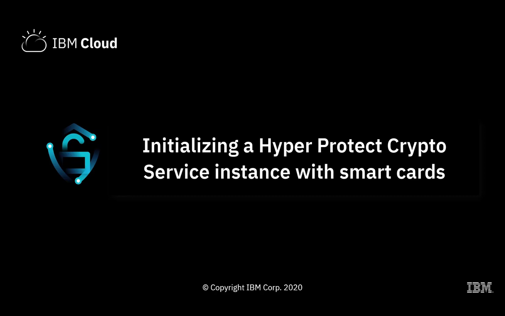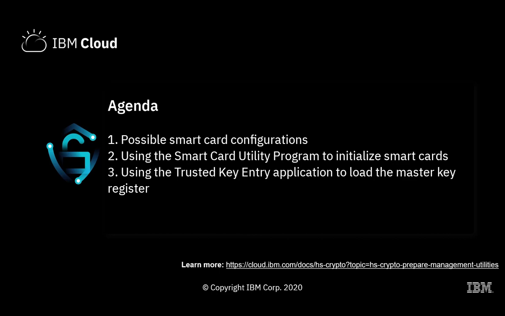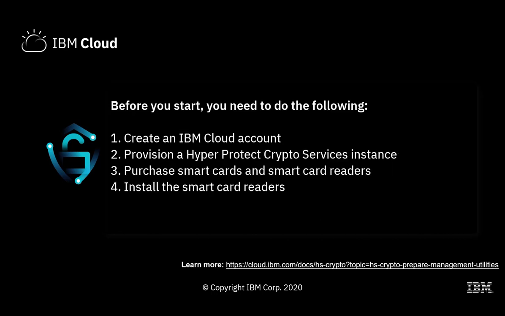Today we're going to talk about using the HyperProtect Crypto Services Management utilities to initialize a service instance in the IBM cloud. This presentation assumes that you have just provisioned a service instance in the cloud and the crypto units are in an uninitialized state. Before you can use the service instance to run workloads, you must load the master key registers in the crypto units. This presentation will show you how to do that using the HyperProtect Crypto Services Management utilities.